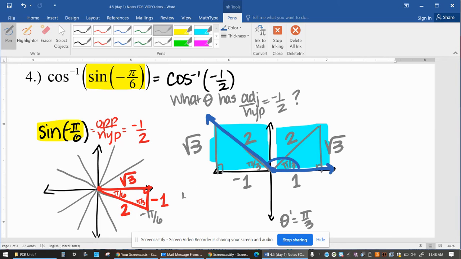So the reference angle is pi over 3. This would be 1 pi, right? But with a denominator of 3, that would be 3 pi over 3. So 1 pi over 3 away from that would be 2 pi over 3. So the correct answer here is 2 pi over 3. So remember, it's an obtuse angle, right? So you can't write the answer as pi over 3 because pi over 3 would be an acute angle in quadrant 1.